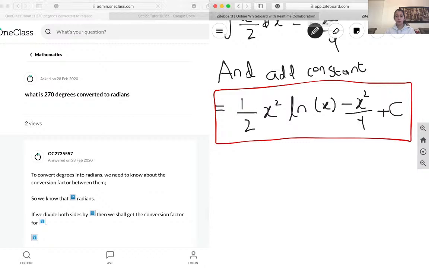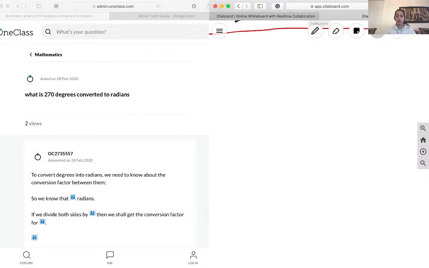Move on to our next question. So the question asks to turn 270 degrees to radians. So 270 degrees to radian is our question.